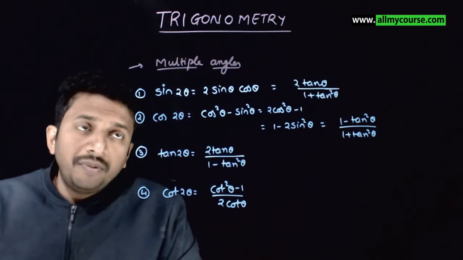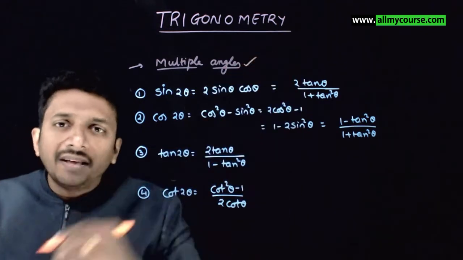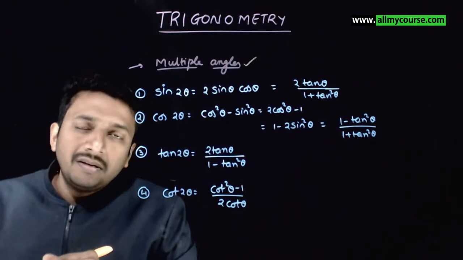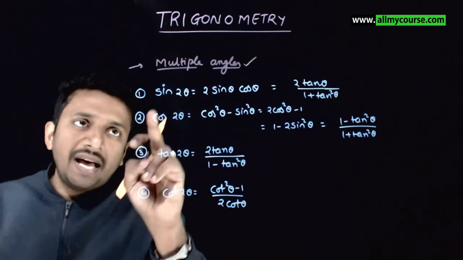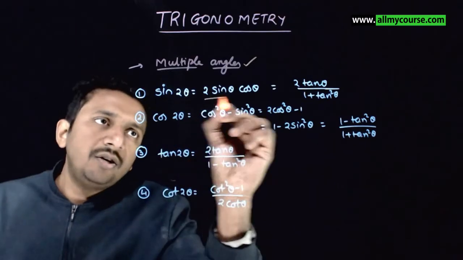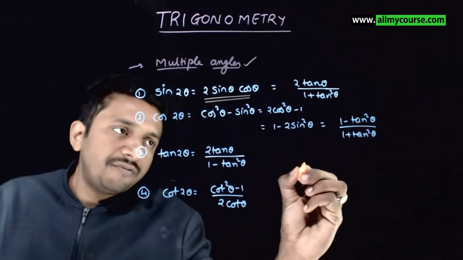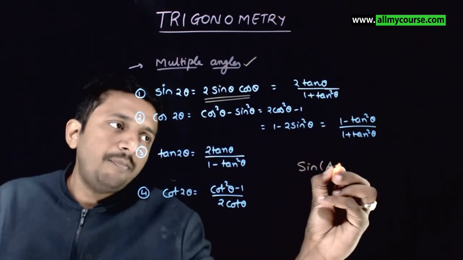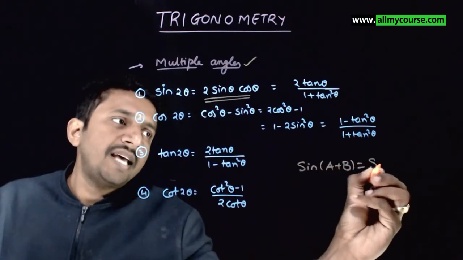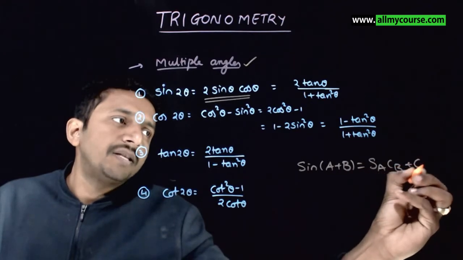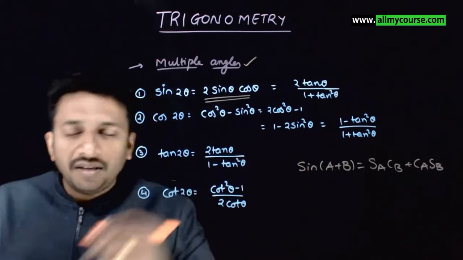So the next set of formulas are called multiple angle formulas. The formulas that you have in this topic are sin 2 theta is 2 sin theta cos theta. We have already seen the formula of sine of a plus b, which is nothing but sin a cos b plus cos a sin b, right?